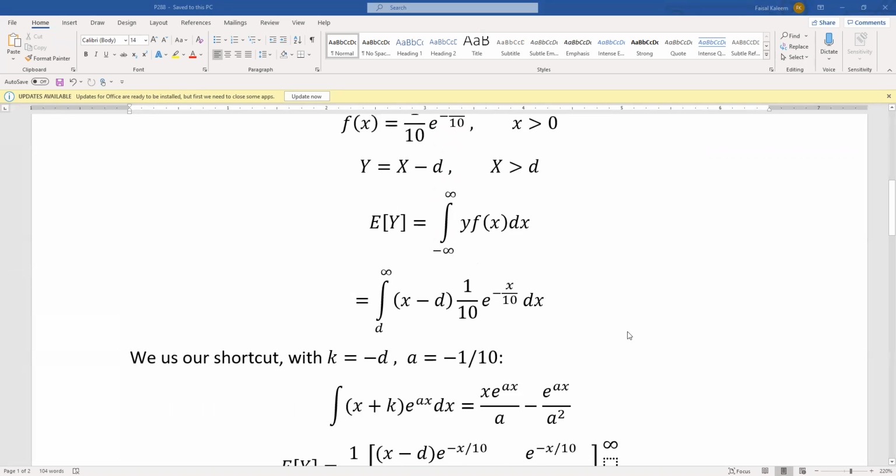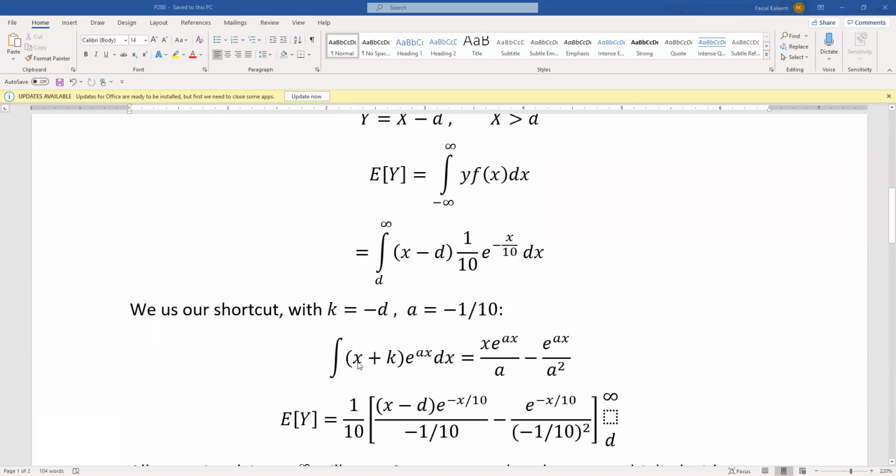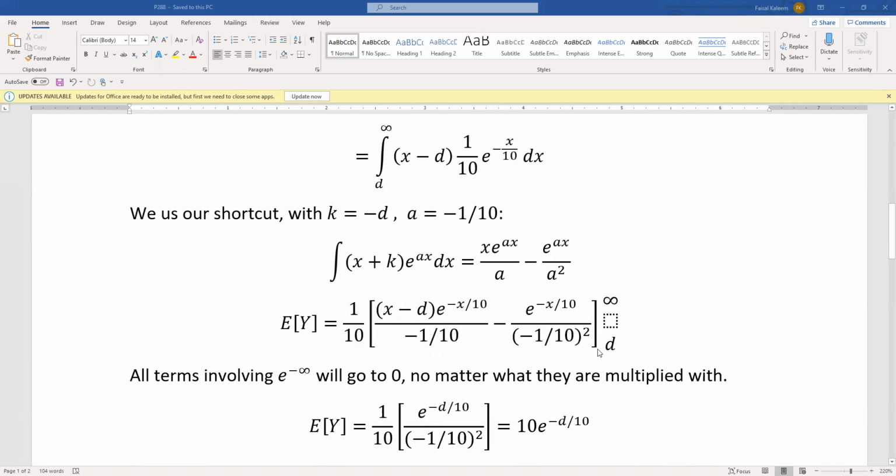Now we know our shortcut for the integral of (x + k) e^(-ax) dx. In this case, k is negative d. This 1/10 can be just pulled out, and a is negative 1/10. a is the coefficient of x, and this is our shortcut. So we substitute. This is the 1/10 that we pull out from here, and then here we use our shortcut.